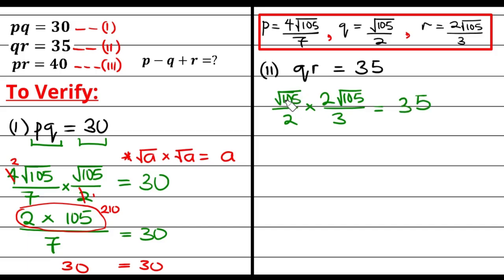Actually, root of 105 multiplied by another root of 105 according to this rule is just going to remove the square root. Then I have 105 multiplied by 2. This is 210, then divided by 2 times 3, that is going to be over 6. Checking if this will be 35, 6 goes here, that is 1, then 6 goes here, that is going to be 35. Therefore, 35 just equals 35. These have shown that the values of P, Q, R are correct.